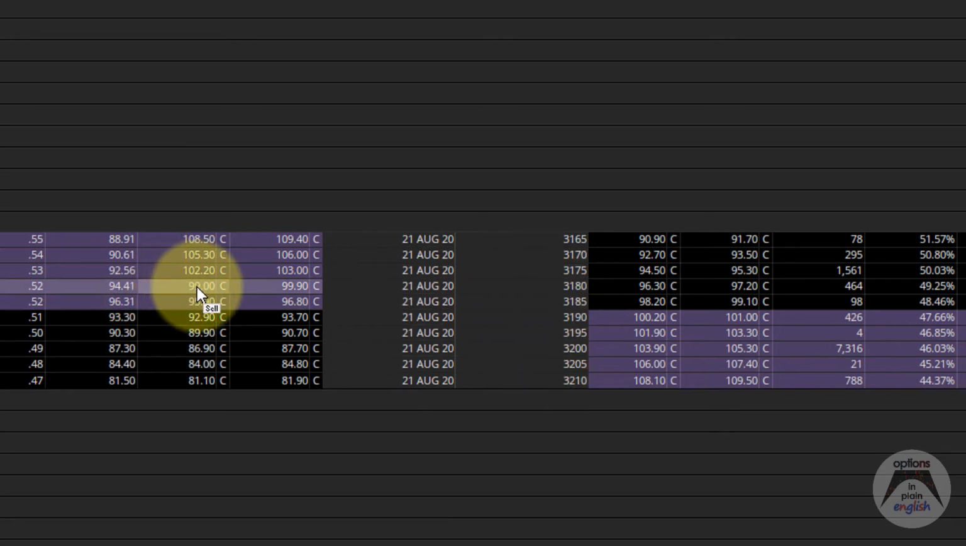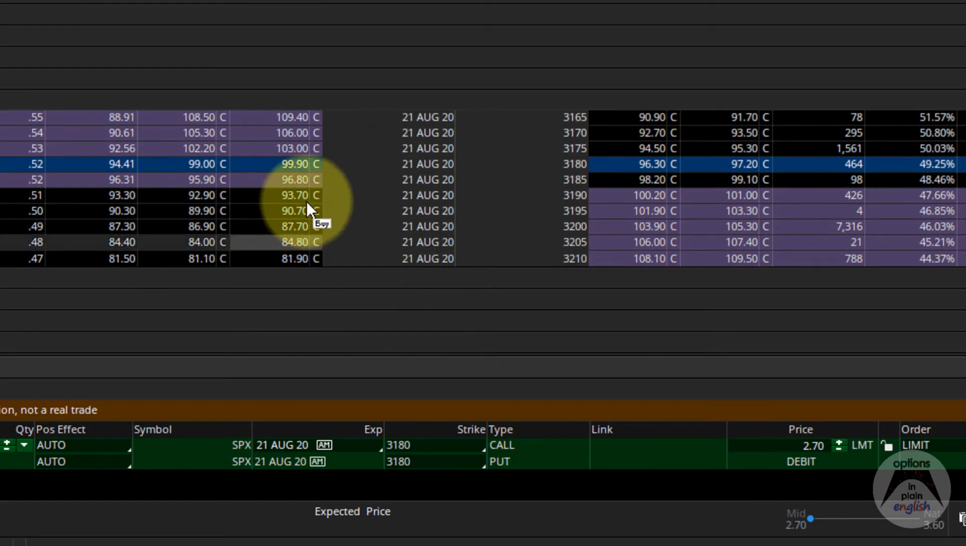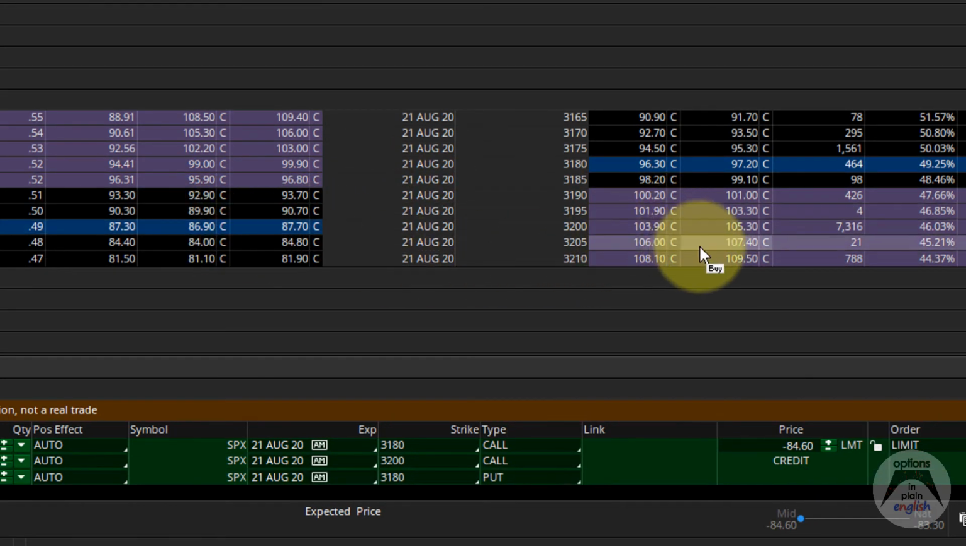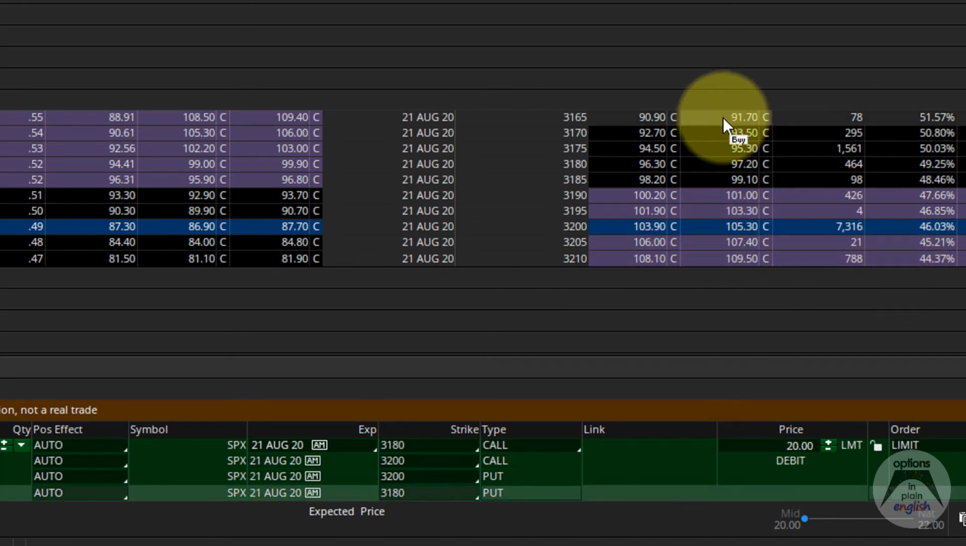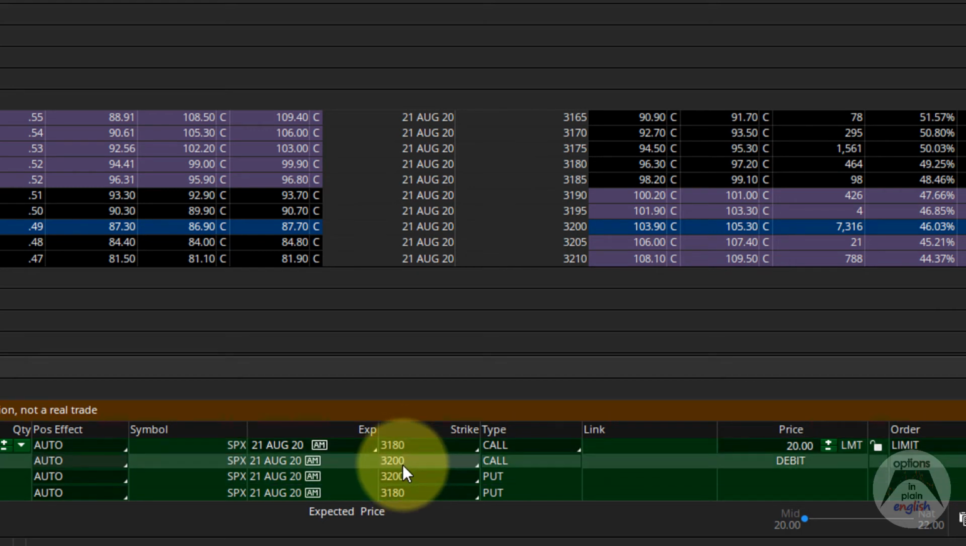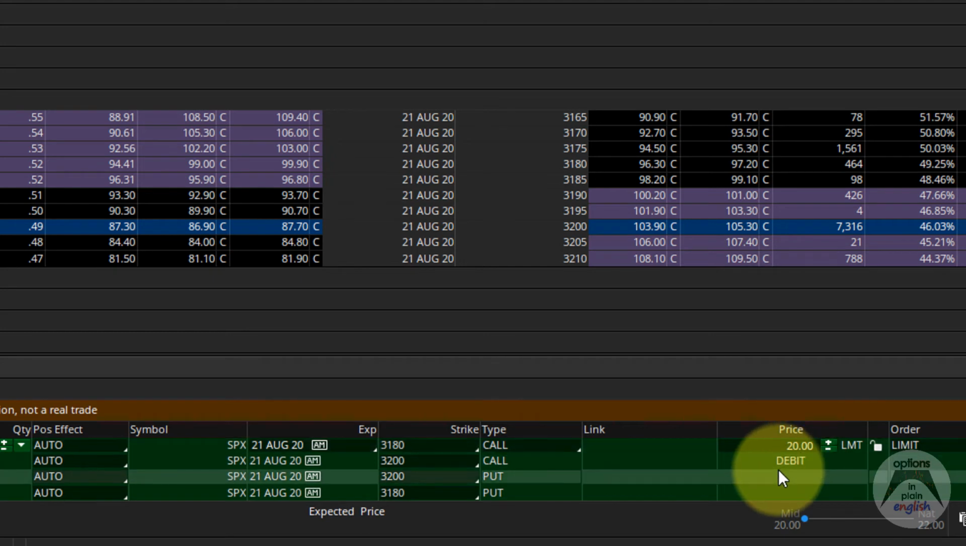Okay, so 3180, I'm going to buy the call, sell the put, and then I'm going to sell the call for the 3200, and then I'm going to buy the put. So this box, the 3180 3200 box, is trading for $20, exactly the price that you would get if you hold it until expiration. So now you know how you can go to the platform and you can price your boxes.